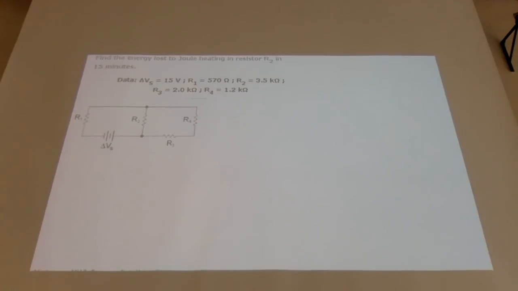Notice there's not much that's being asked here. Find the energy lost, and this isn't going to make any sense to us right now, but I'll explain, due to Joule heating in resistor R2 in 15 minutes. Let me tell you exactly what that's talking about. First of all, ignore this word Joule. You don't need to know anything about that. Here's what it's asking for. It's essentially asking for just the energy lost, okay?